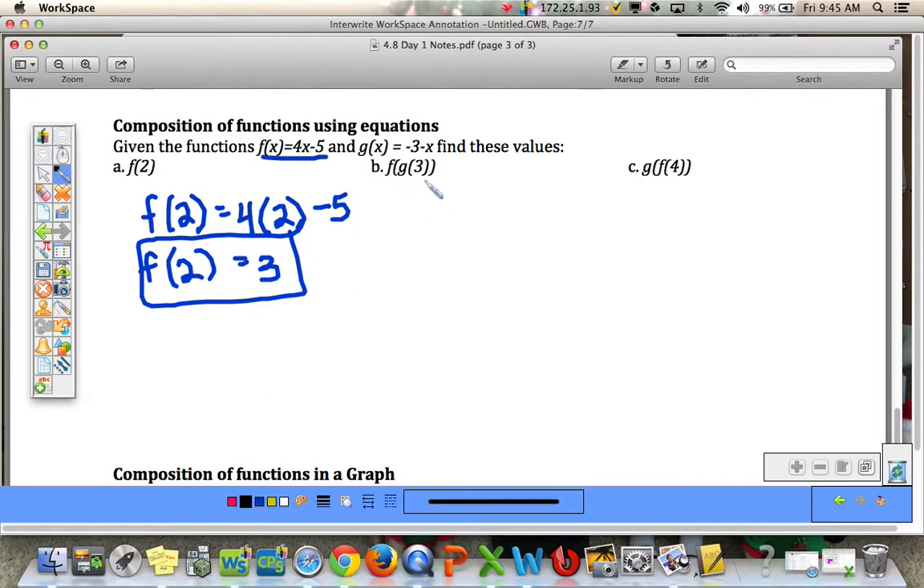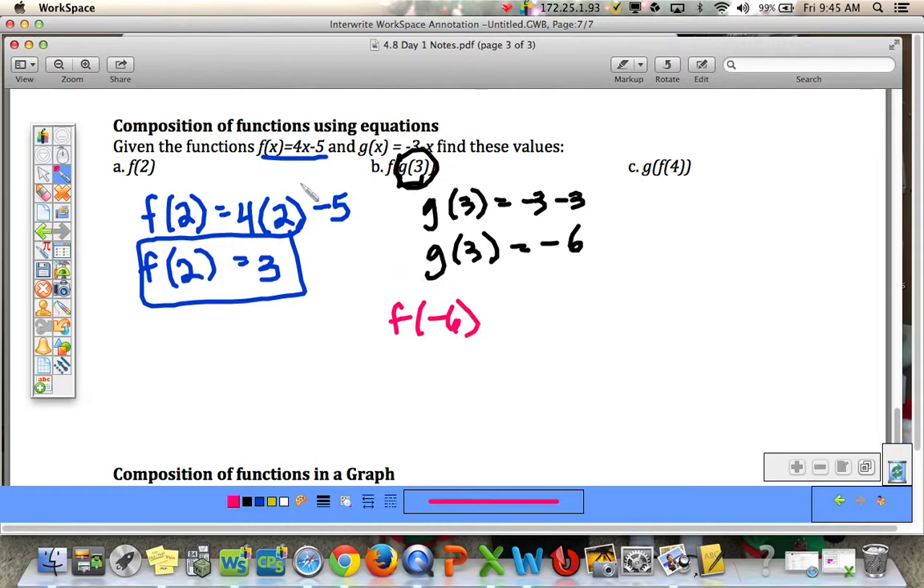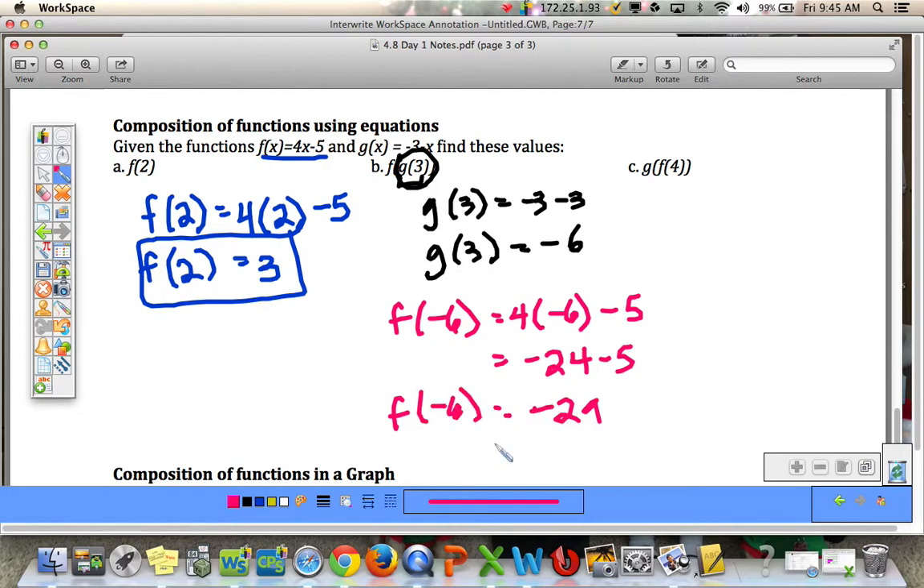Try this one though. F of g of 3 means start with the g function. G of 3 equals negative 3 minus 3. G of 3 equals negative 6. So now we're going to replace this with the negative 6, and we're going to do f of negative 6. Look at the f function, plug in. 4 times negative 6 minus 5. Negative 24 minus 5. Negative 29. So f of negative 6 is negative 29. That should be a 6.